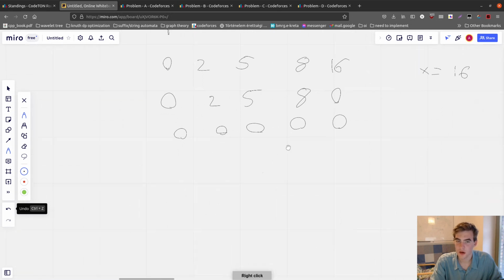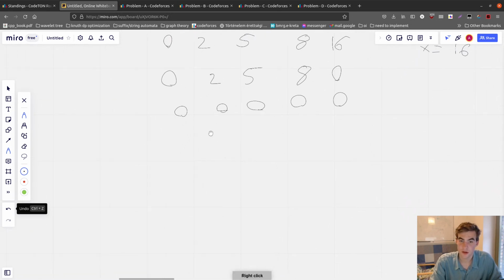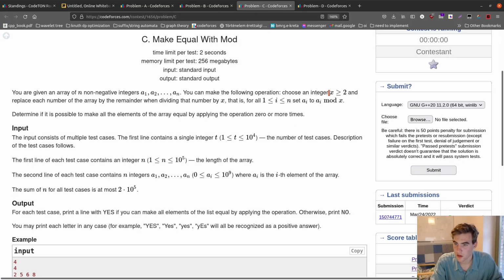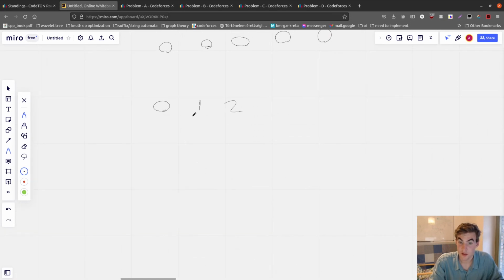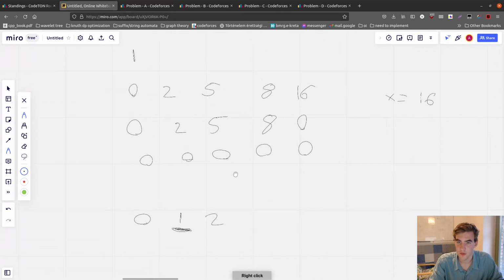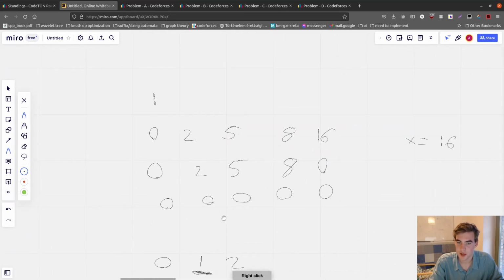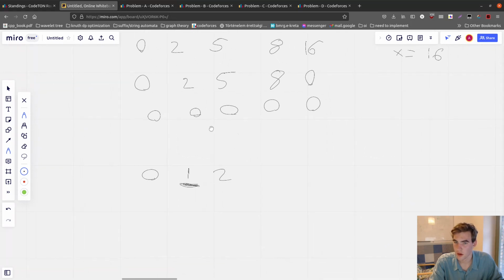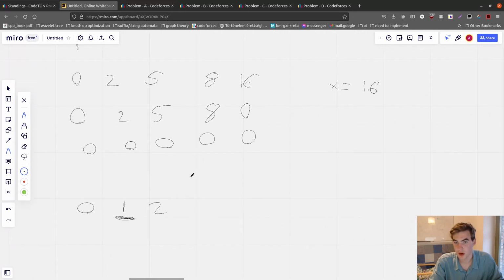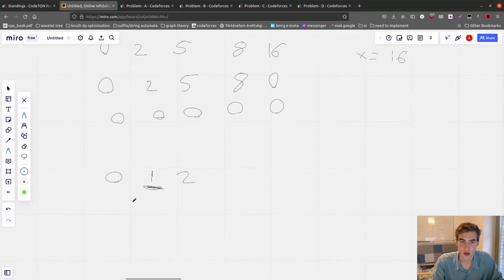The problem with this is if there's a 1, we cannot do this operation with a 1 because the problem says explicitly that x is bigger than or equal to 2. So if there's a 1, we have to find a solution where we make all of the elements of the array equal to 1.